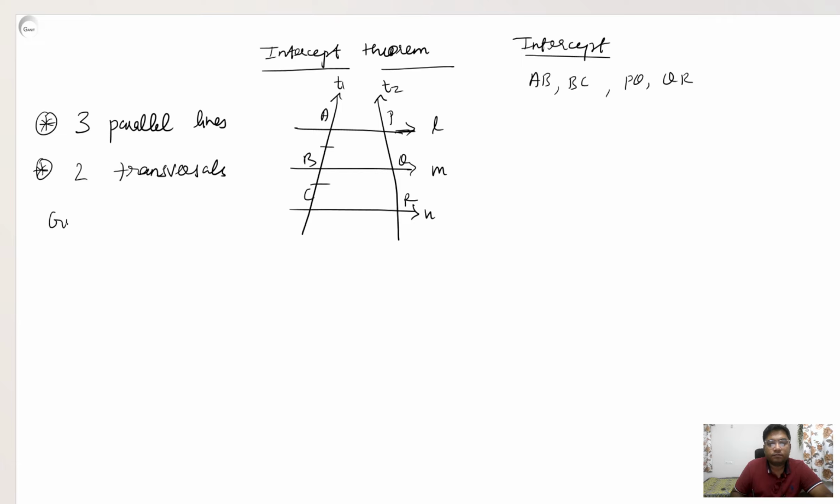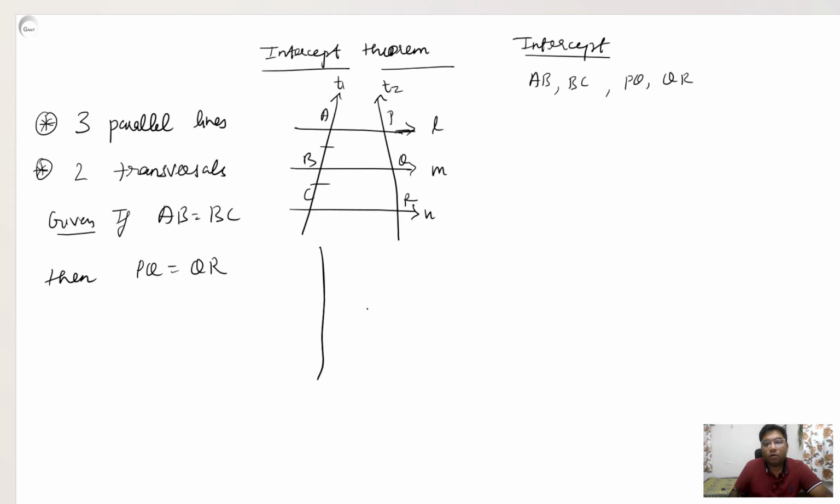That AB is equal to BC. So the theorem says that if AB is equal to BC, given that there are three parallel lines and two transversals, then the intercept made on the other transversal should also be equal. Then PQ should be equal to QR.